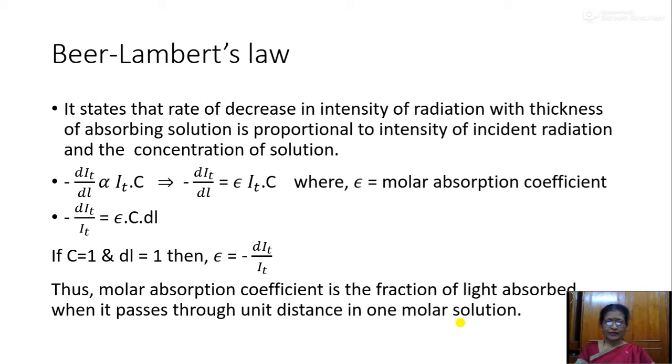By substituting this value here, minus dI_T over I_T is equal to epsilon into C into dL. If C is equal to 1, then dL is equal to 1, then epsilon is equal to minus dI_T over I_T. Thus, the molar absorption coefficient is the fraction of light absorbed when it passes through unit distance in 1 molar solution.